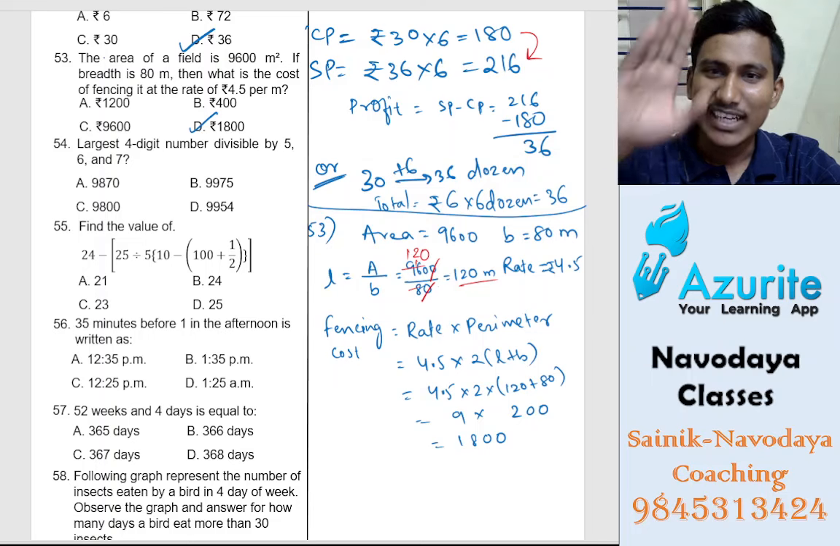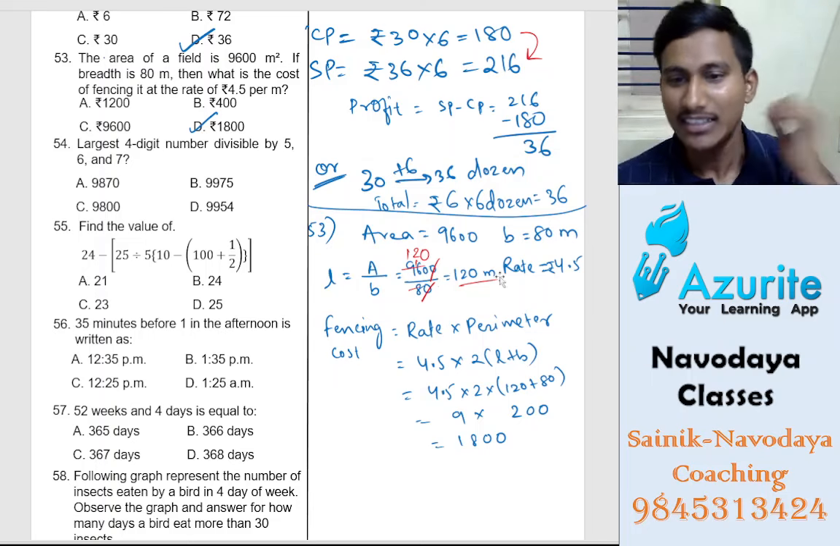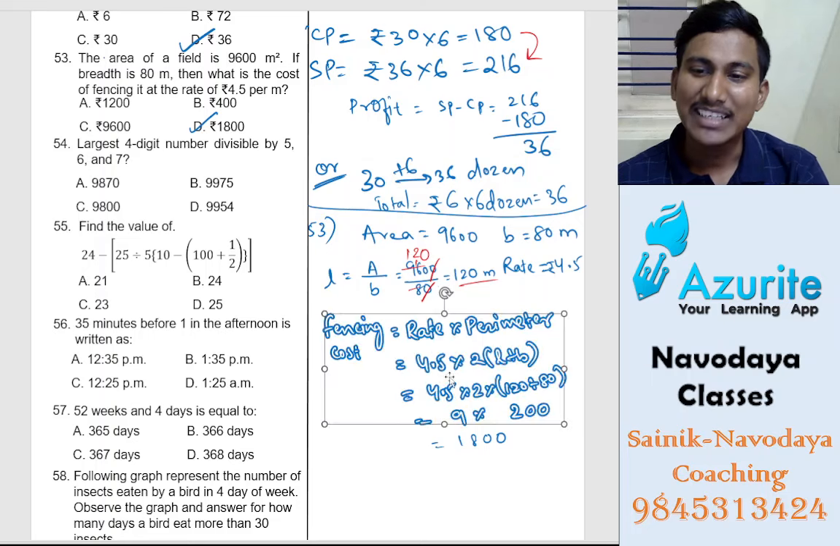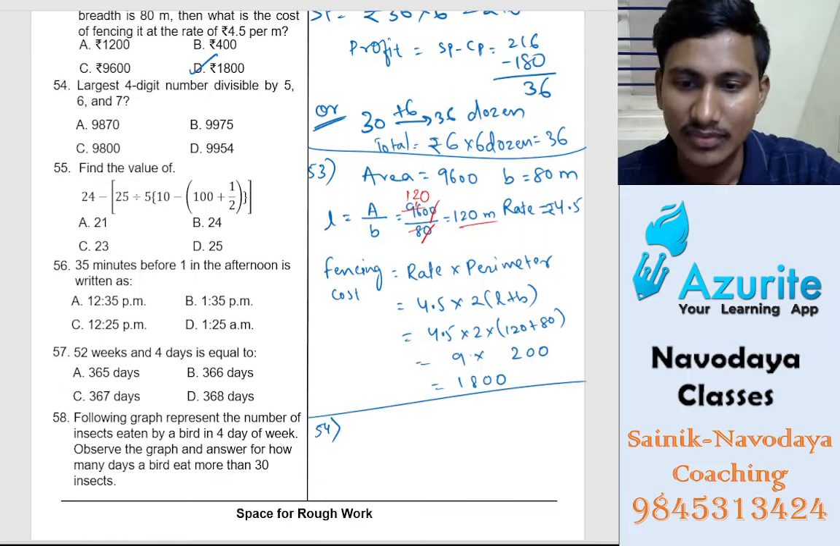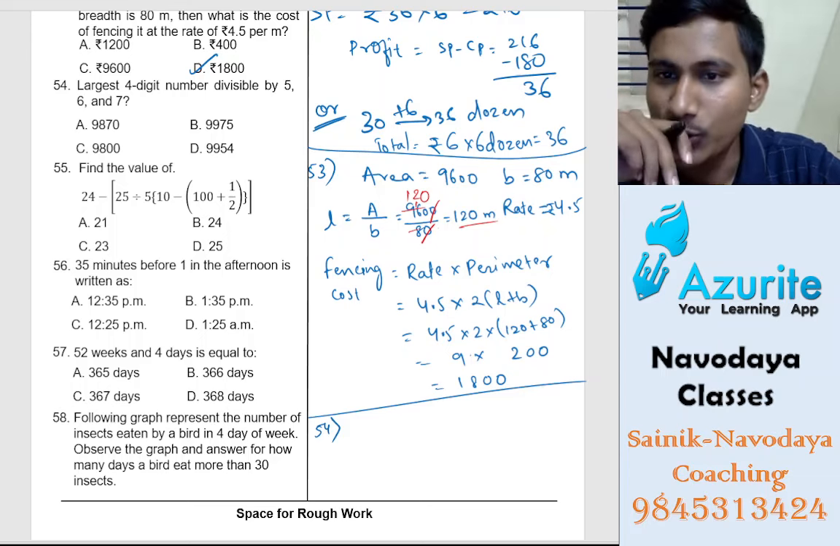So that is how you get it. You have to multiply rate. Rate is 4.5 into 2. Double of 4 and a half will be 9, right? And length plus breadth is 120 plus 80, which is 200. So 9 2s are 18, and 2 zeros, so 1800 is the cost. Okay, understood? So see here, 54 question we will solve.